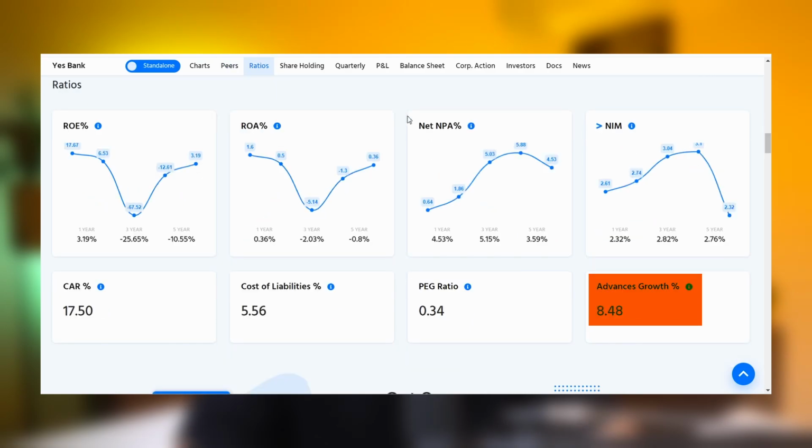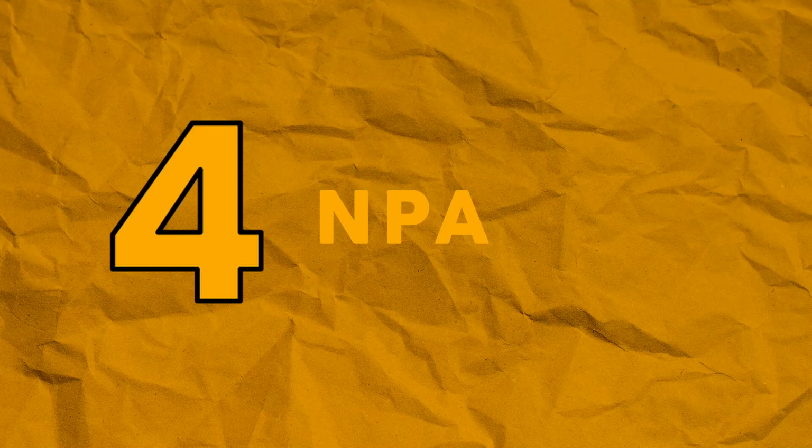Yes Bank 8%. Now, if a higher number is better, why don't banks just start lending out money to everybody? Well, what if people don't pay back the loan amount? This ability to pay back the loan is measured by NPA. So number 4, NPA. A non-performing asset or an NPA is a loan for which the principal or the interest amount has remained overdue for a 90-day period. People took the loan and now they are not paying back.